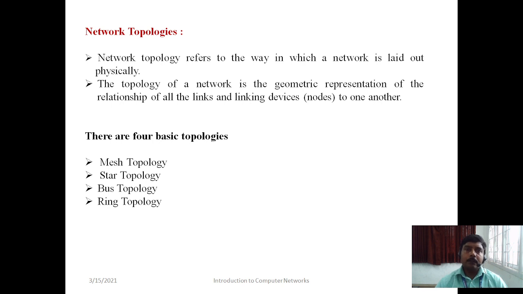So network topology similarly refers to the way in which a network is laid out physically. So the topology of a network is the geometric representation of the relationship of all the links and linking devices to one another. As we know, computers can be connected, and it creates the network. But in which way must we connect? What kind of layout must we follow? That is based on these network topologies. There are 4 basic topologies, these very important topologies: mesh topology, star topology, bus topology, and ring topology.